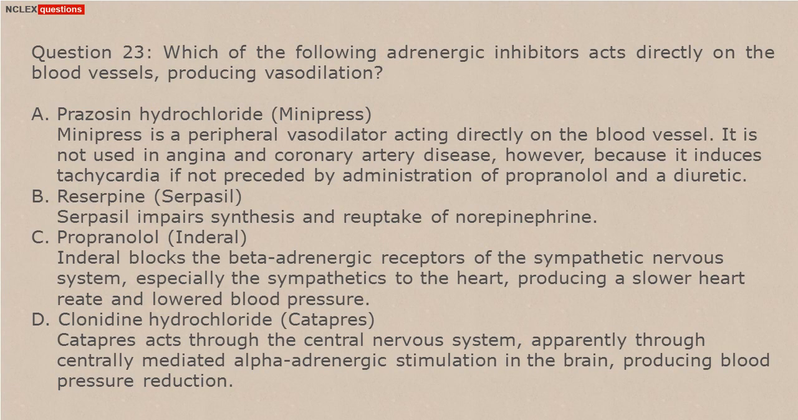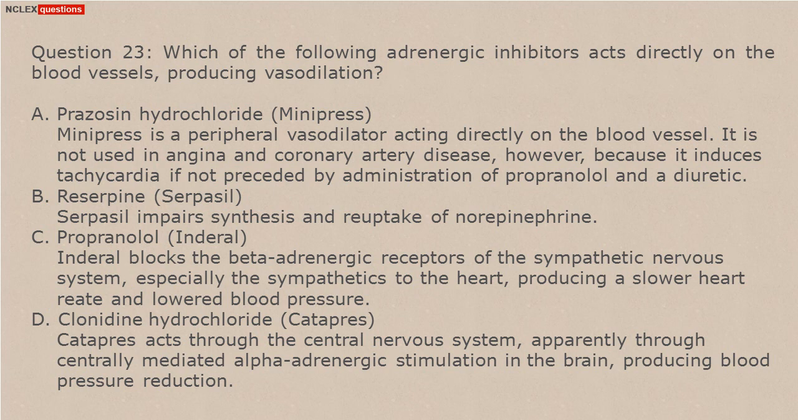Question 23. Which of the following adrenergic inhibitors acts directly on the blood vessels, producing vasodilation? A. Prazosin hydrochloride, Minipress. Minipress is a peripheral vasodilator acting directly on the blood vessel. It is not used in angina and coronary artery disease, however, because it induces tachycardia if not preceded by administration of propranolol and a diuretic.